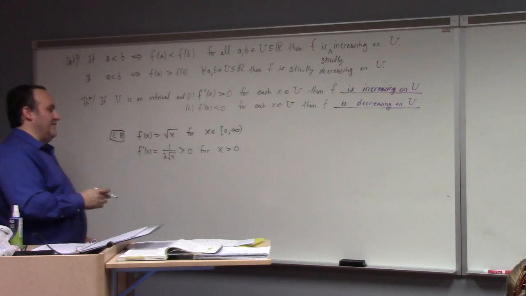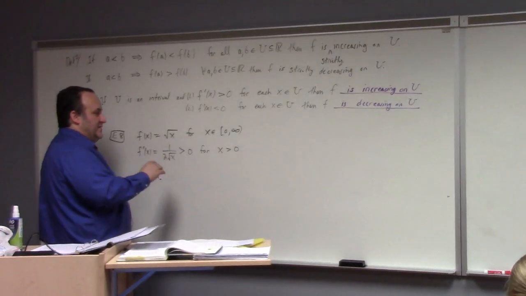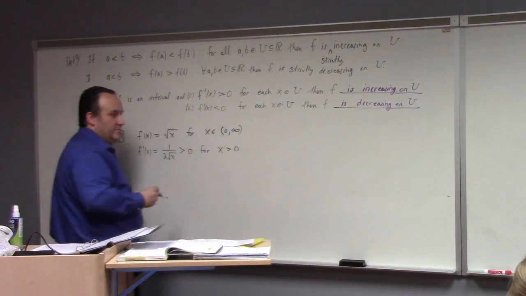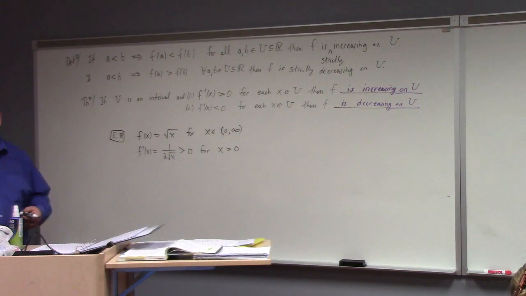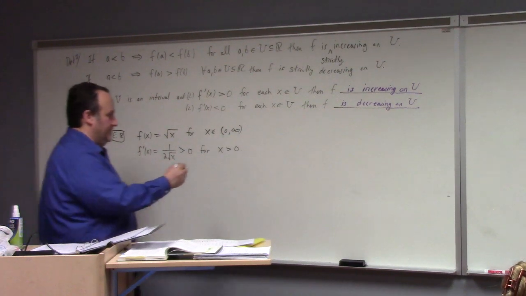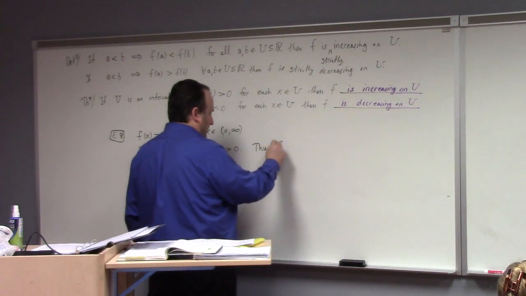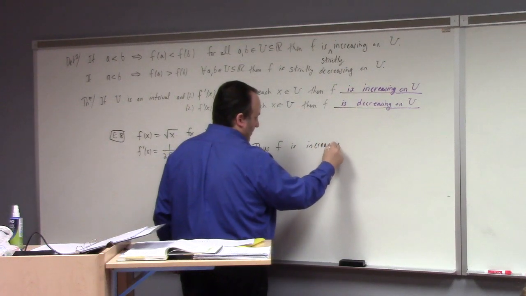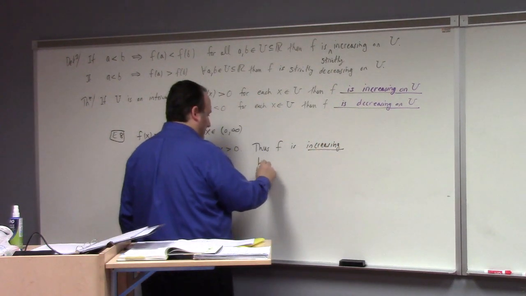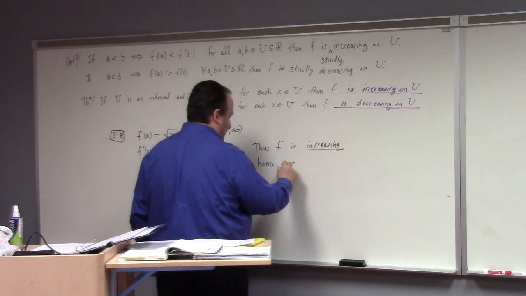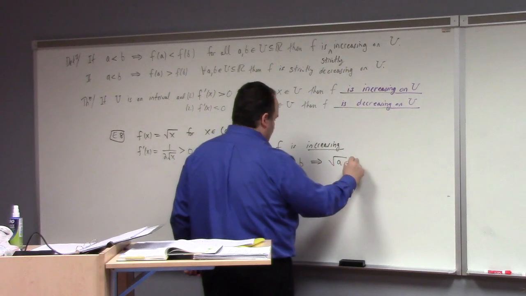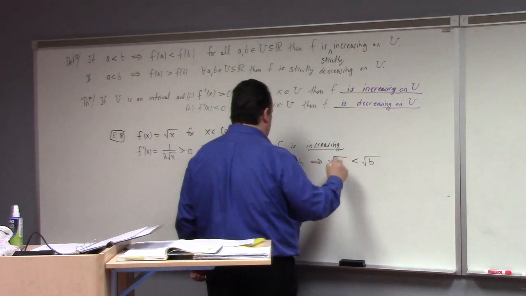So I guess, all right, fine. To be fair, let's limit the discussion here to not include 0, okay? Let's not include 0 for the sake of brevity here. Not include 0. So then what? Thus, f is increasing. Hence what? A less than b implies the square root of a is less than the square root of b, right?